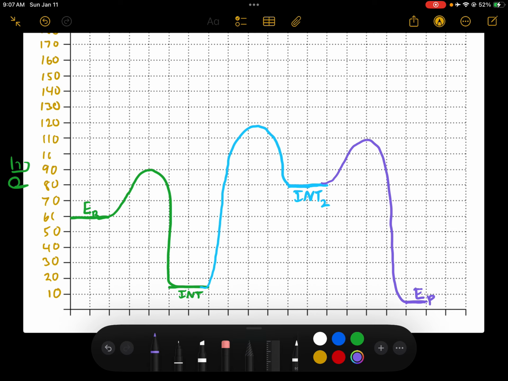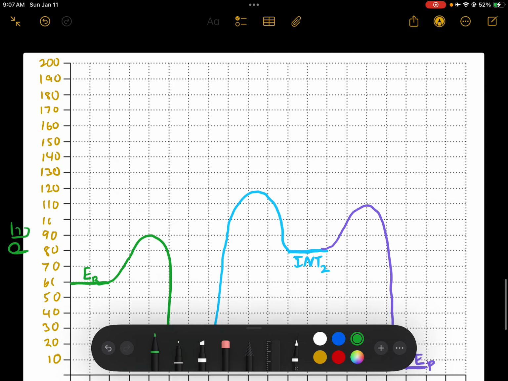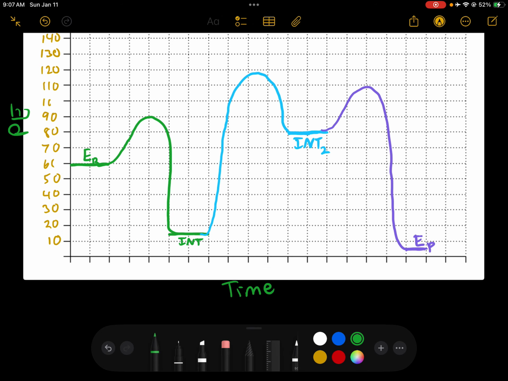I'm going to label that E sub P. Okay? So this thing looks kind of wonky, right? But let's do a quick guess and check. We know, based on our information, that our equilibrium step, our green step, was fast, so it has a little hill, and we should have lost some energy. Both of those things are true. I see that I've lost energy from here to here in step 1. That's good. My second step was my slow step with a really tall hill, so I should have had a very tall hill and gained energy over time because it was endothermic with a positive delta H value. Great, I see that that has happened.